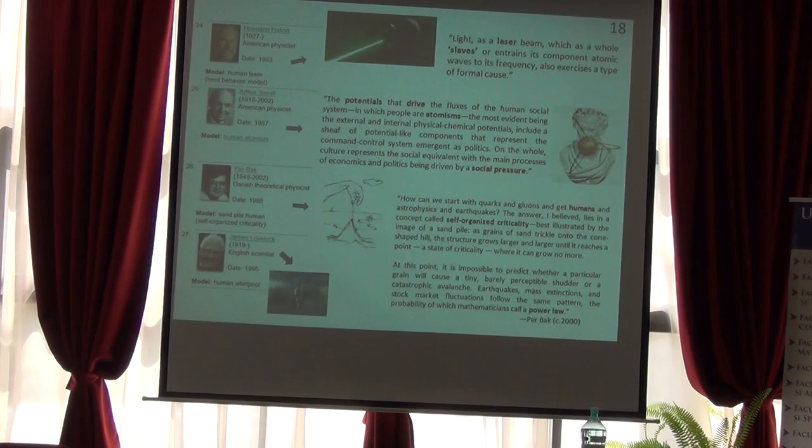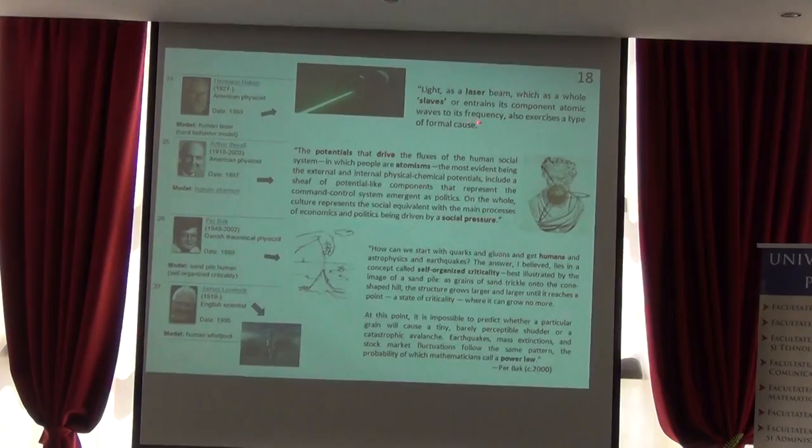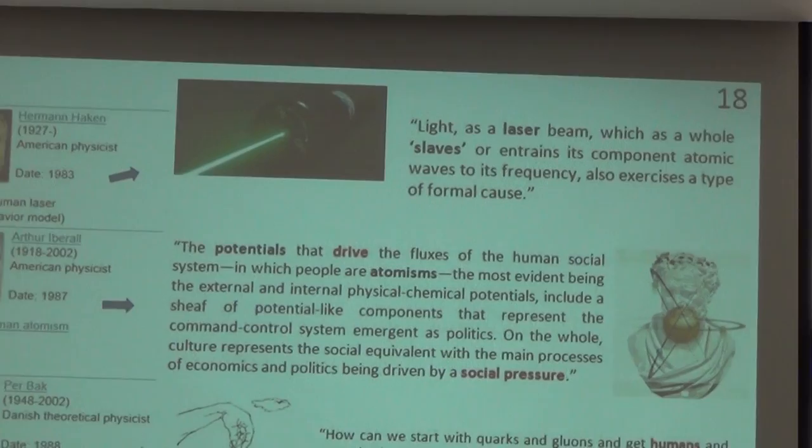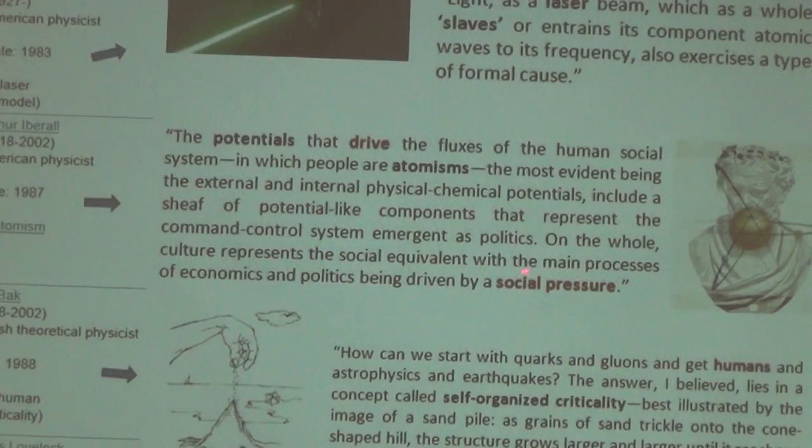So here's laser theory. Hermann Haken thought of that. He thought of people as lasers, and that the whole enslaves the component particles. Just like, a lot of people think of society as sheep, and there's a shepherd. And Arthur Iberall, you want to read about him? He did work in California. He taught engineers how to measure people as atoms and develop things like social processors.